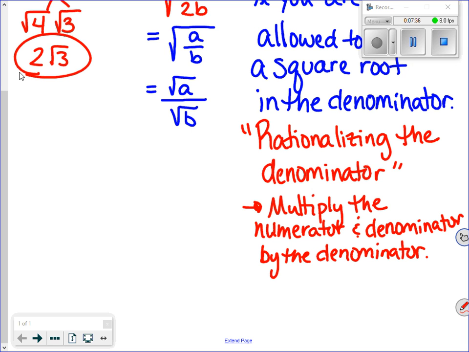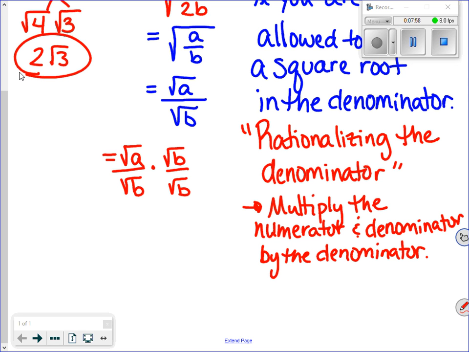So for example, if we rationalize what we have here, what is our denominator right now? The square root of b. So what we would do is we would write the square root of a over the square root of b times the square root of b over the square root of b. You're going to multiply both the numerator and the denominator by your denominator.